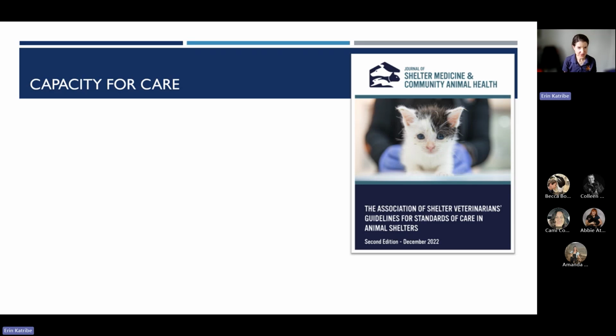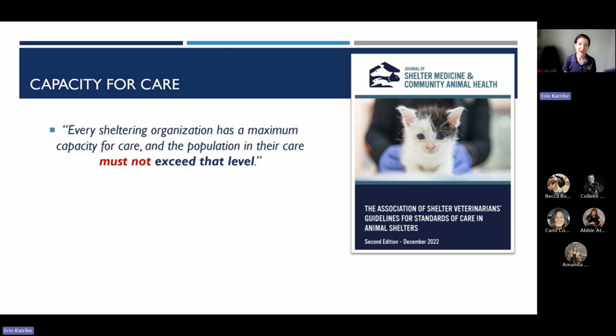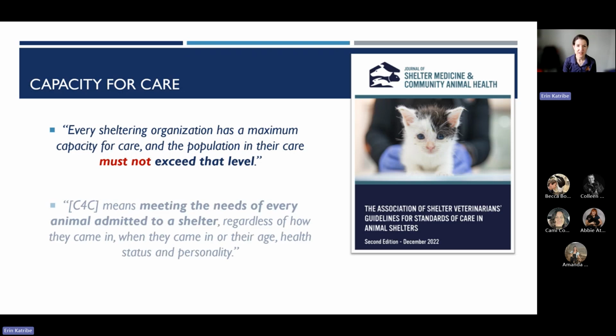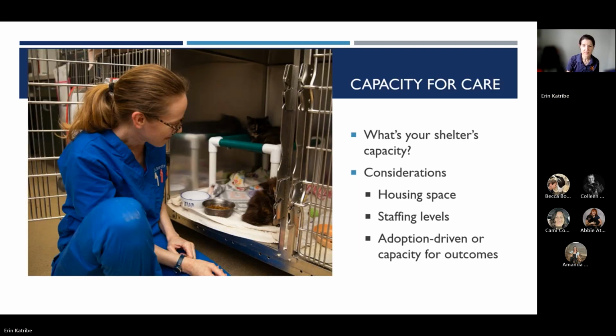I pulled some definitions from the guidelines around capacity for care. And so capacity for care, the guidelines say every sheltering organization has a maximum capacity for care, and the population in their care must not exceed that level. It means meeting the needs of every animal admitted to the shelter, regardless of how they came in, when they came in, or their age, health status, and personality. And so, what is a shelter's capacity?